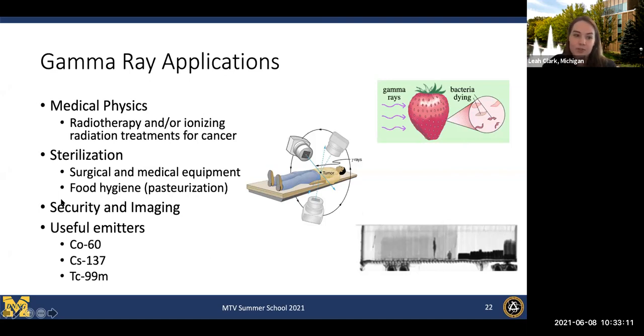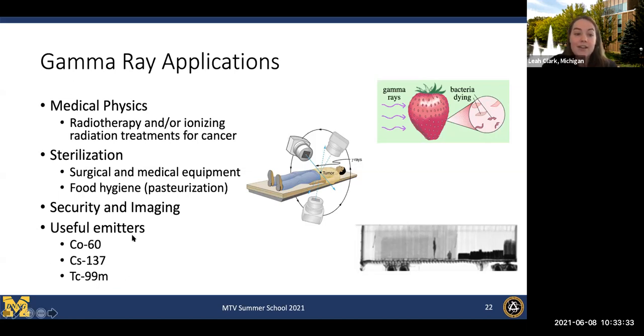Gamma rays can also be used for security and imaging. So here we have a cargo truck, and the scientists use gamma rays in order to see that there were people on there. And then just like Homeland Security as well. Gamma rays have lots of different applications for those.